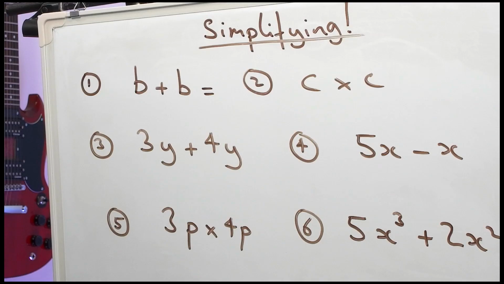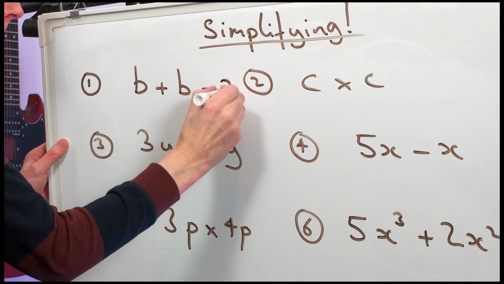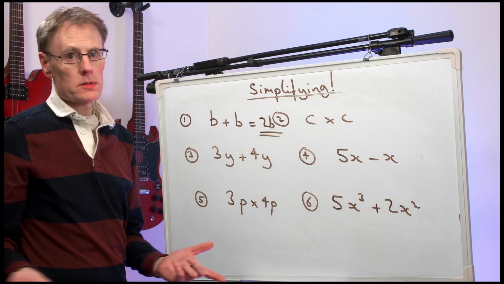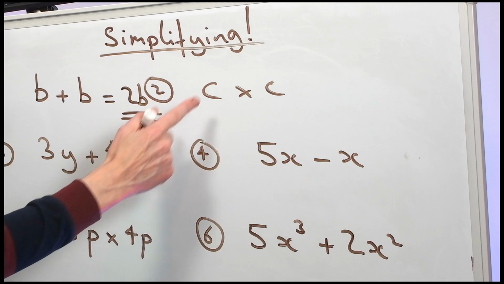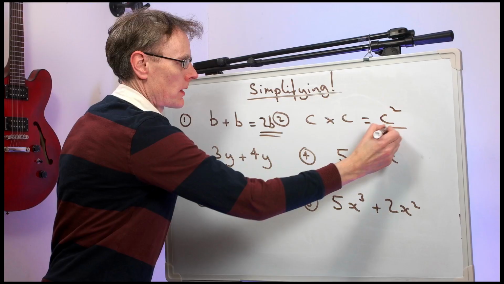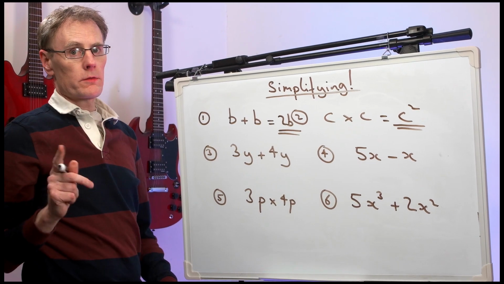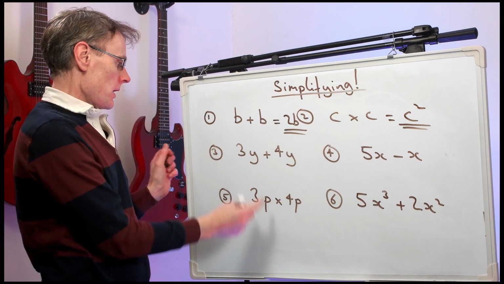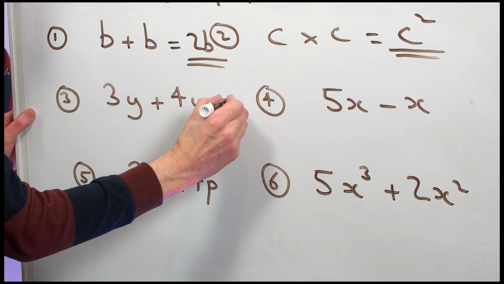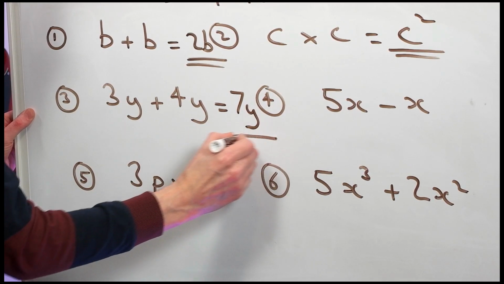Right, answers. Here we go. Number 1, b plus b is 2b. A banana plus a banana makes 2 bananas. C times c is c squared. Like 5 times 5 is 5 squared. Now, number 3, 3 yaks plus 4 yaks would make 7 yaks.